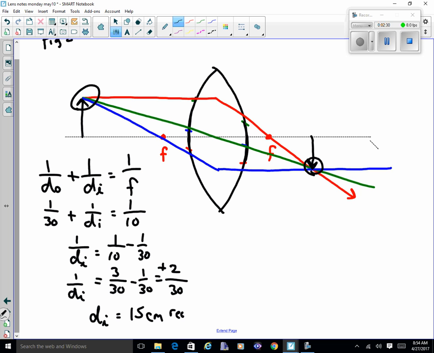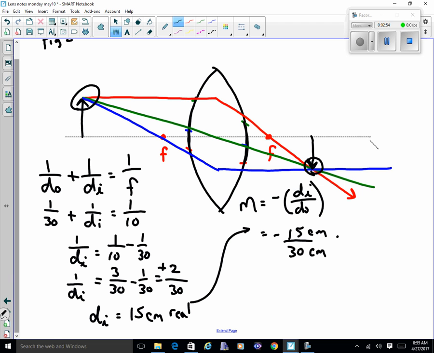We then did the magnification. Magnification was negative image distance over object distance, or negative di over do. And so once again, we put in the 15 that I got from down here. Just took this, put it right up there. Divided it by the object distance, which was 30, that was given to us, and you get a negative 2, or I'm sorry, negative 1/2. That means it's going to be upside down, so the negative means upside down. We also call that inverted. And since it's 1/2, that means it's smaller.